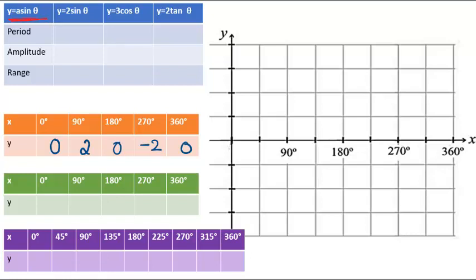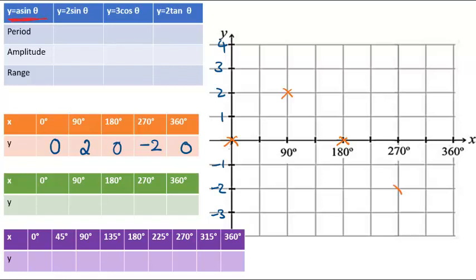Let's plot the graph of y equals 2 sine. So it's going to be 0. 90 would normally be 1, but now it's 2. On the y-axis: 1, 2, 3, 4, negative 1, negative 2, negative 3, and negative 4.